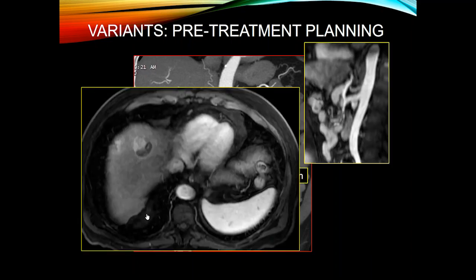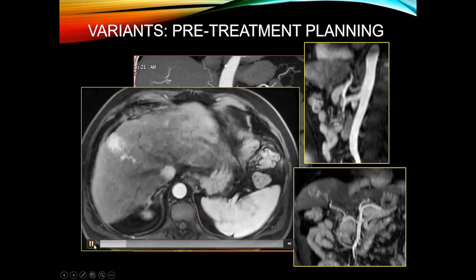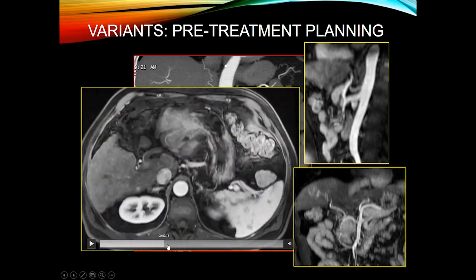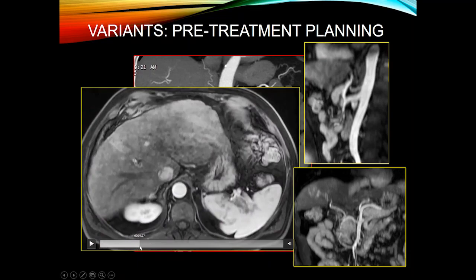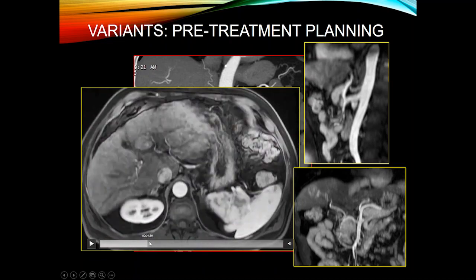Now, variants also are important for pre-treatment planning for procedures such as chemoembolization. So for our interventional colleagues, it's important to help guide them in their treatment planning. So here's an example of a patient with variant anatomy and several hepatocellular carcinomas. They have lesions in segment 8 and a lesion in segment 8, sort of partially also in segment 4.